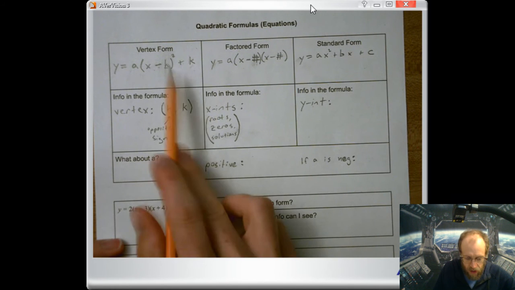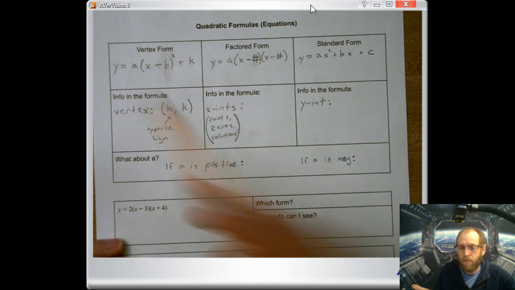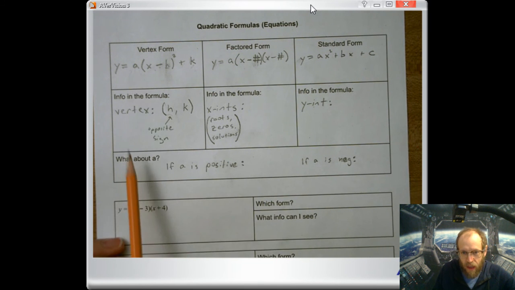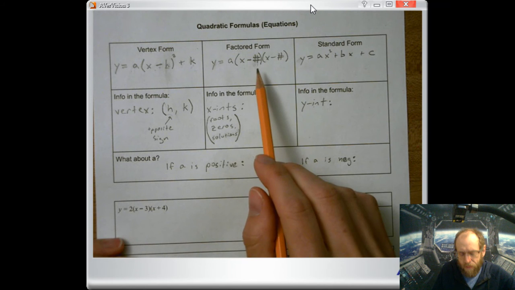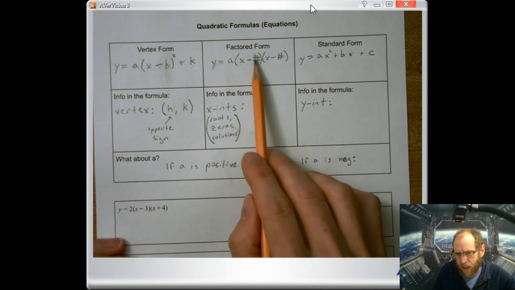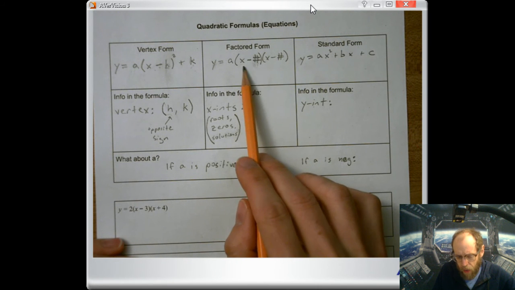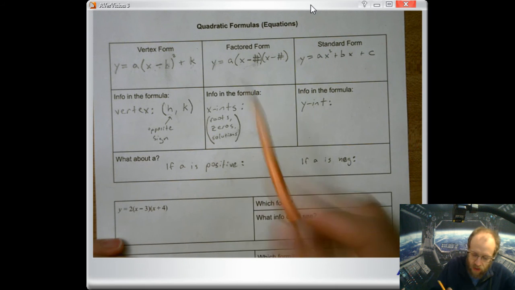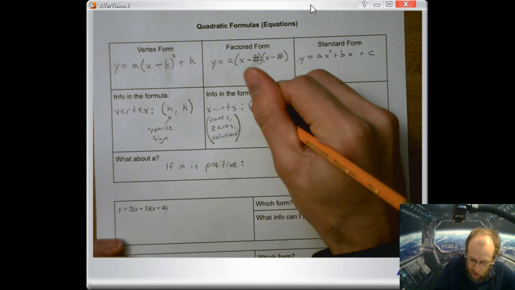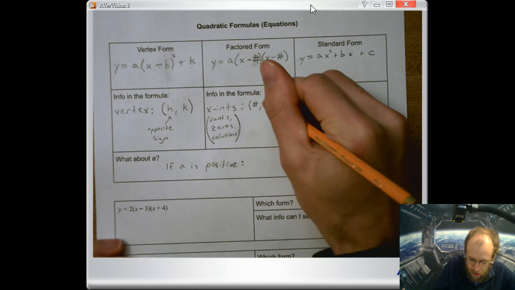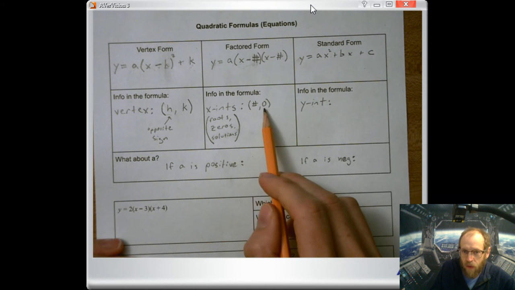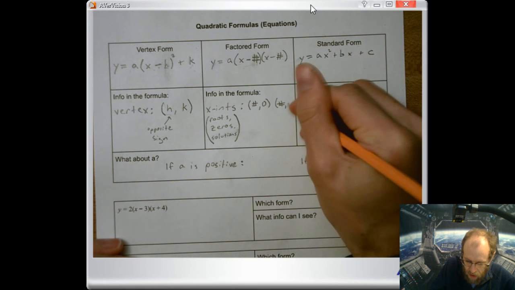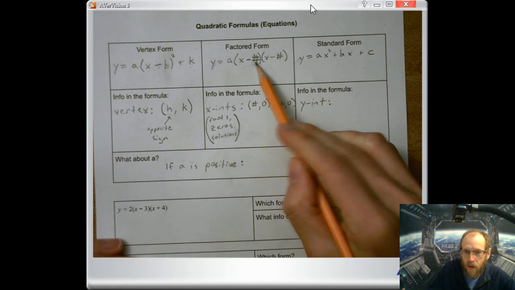So vertex form can tell us where the vertex is, which is why it's called vertex form. It can also tell us something else. We'll come back and talk about that a little bit later. Factored form. So if you can factor an equation, and you end up with two numbers like here and there, then those two numbers are your x-intercepts. And remember, they're the x values of the x-intercepts because x-intercepts always have a y value of 0. So again, the two x-intercepts are coming from these two numbers right here.